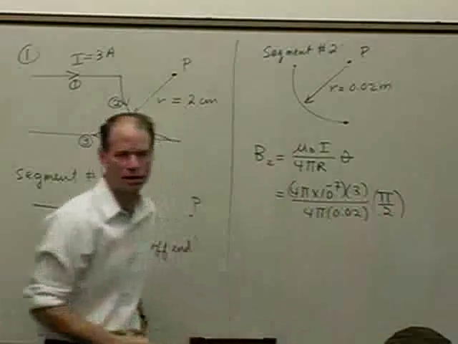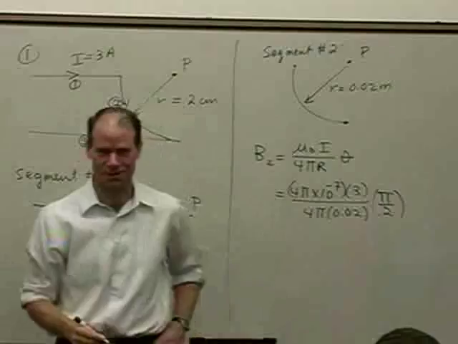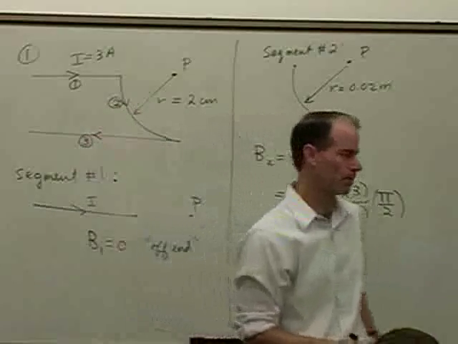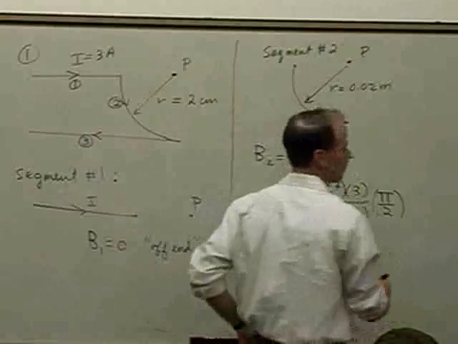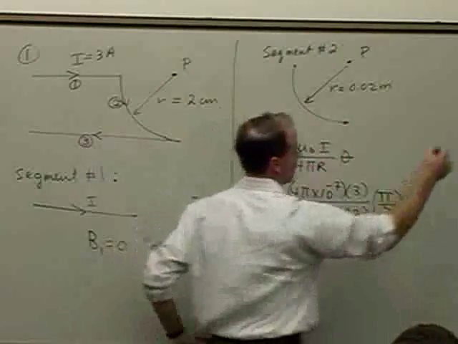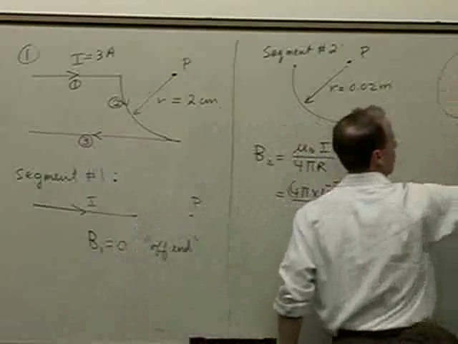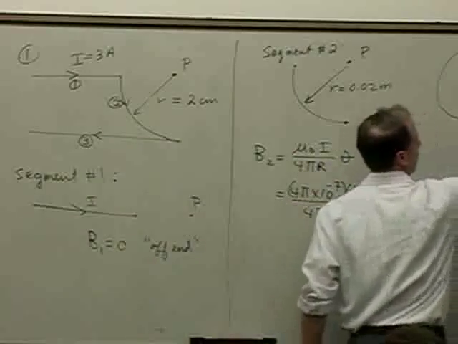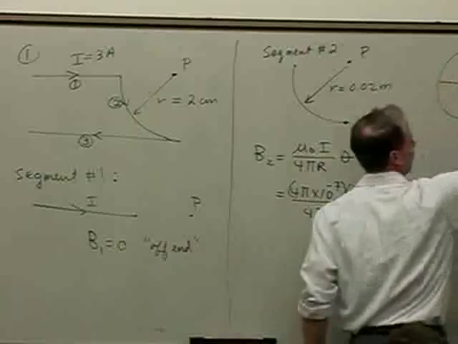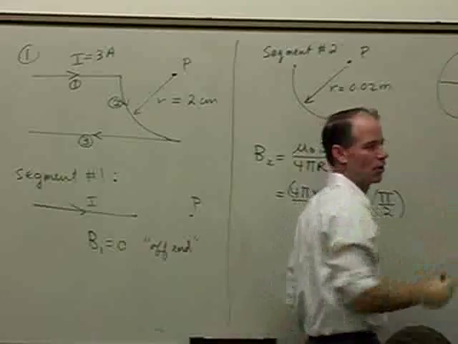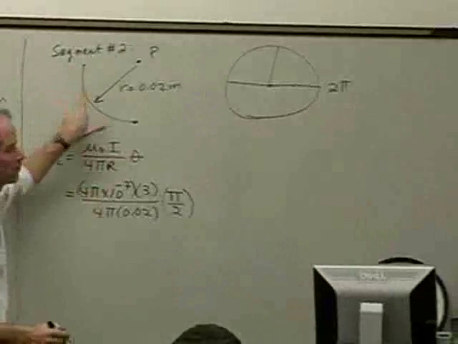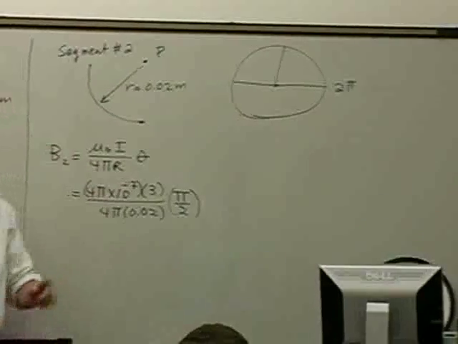Do not put in 90 degrees. Yes, from the unit circle, you go all the way around the circle, all the way around is 2 pi. If you go halfway around, it's pi. If you go a quarter of the way around, it's pi over 2. So we just have pi over 2, a quarter of the way around.